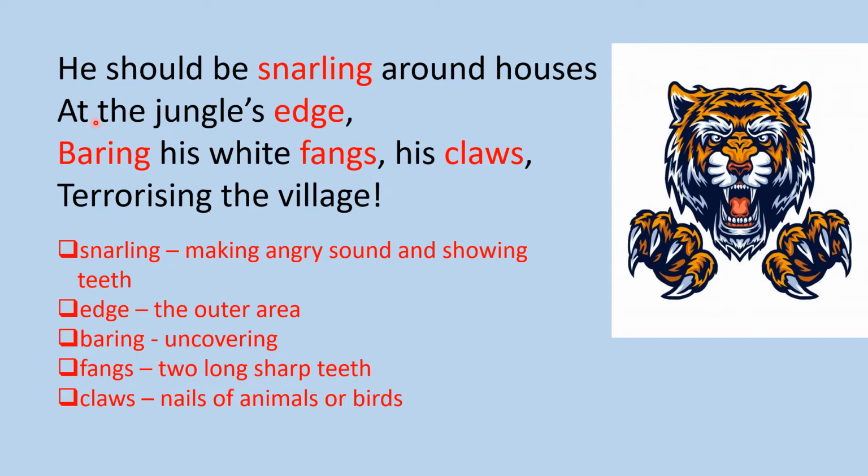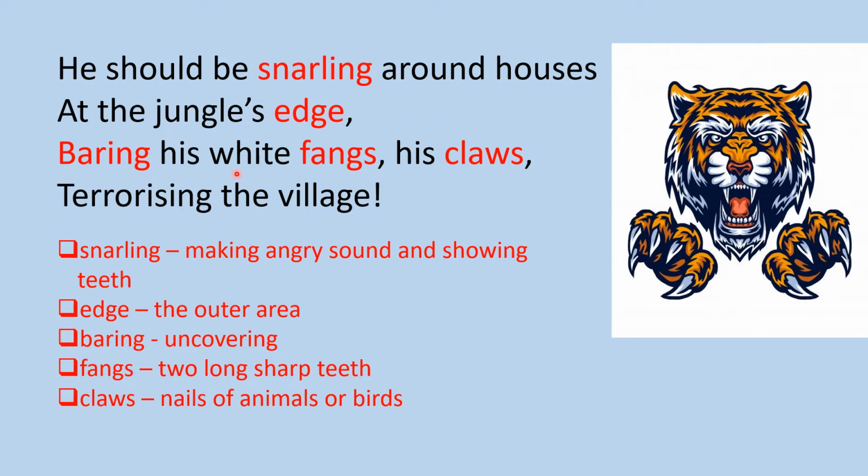Now, what should he be doing in his natural environment? He should be snarling around houses at the jungle's edge. Snarling means making an angry sound, roaring. Angrily he's opening his mouth, and see in the picture, this is how he is very angry. He's roaring, he's showing his teeth, he's expressing his anger. Why is he snarling? Because he's not happy with the human presence near the jungle. He doesn't like human interference in his natural environment. So in order to keep them away, he keeps frightening them occasionally.